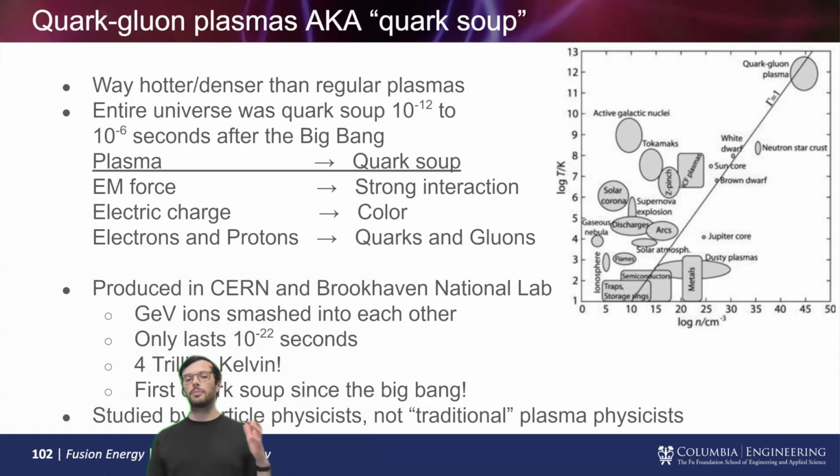These are studied not really by traditional plasma physicists. They're usually particle physicists or theoretical physicists, but it is an interesting extension of what we talked about today. So you can see this bottom left square is everything we've talked about. And then if you go way higher temperature and way higher density, you get all the way up to this quark-gluon plasma. So that is the end of this talk.